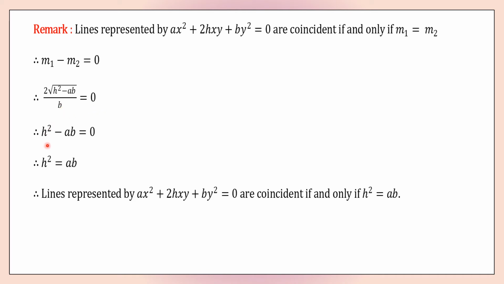On simplifying, we get h square minus ab equal to 0. Taking minus ab on the RHS, h square equals ab. That the lines are coincident or parallel, we get the condition h square equals ab. Therefore, lines represented by ax square plus 2hxy plus by square equal to 0 are coincident if and only if h square equals ab.